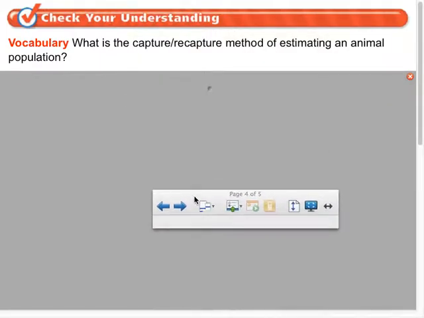Okay? Now, guess what? We're at the end of the lesson. Can somebody explain to me what is the capture-recapture method of estimating an animal population? I explained it to you. I want you to explain it to me. Who can explain to me what the capture-recapture method is? Somebody volunteer. Teray? The capture is like when they're talking about how many they took, and that would be the numerator.